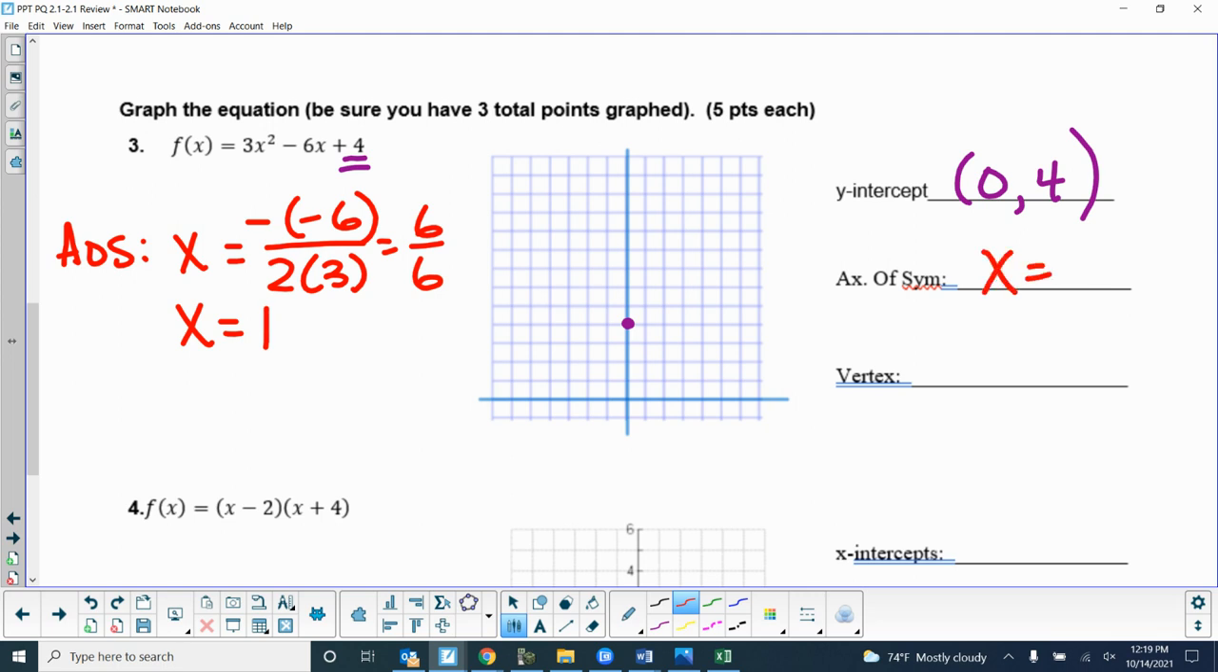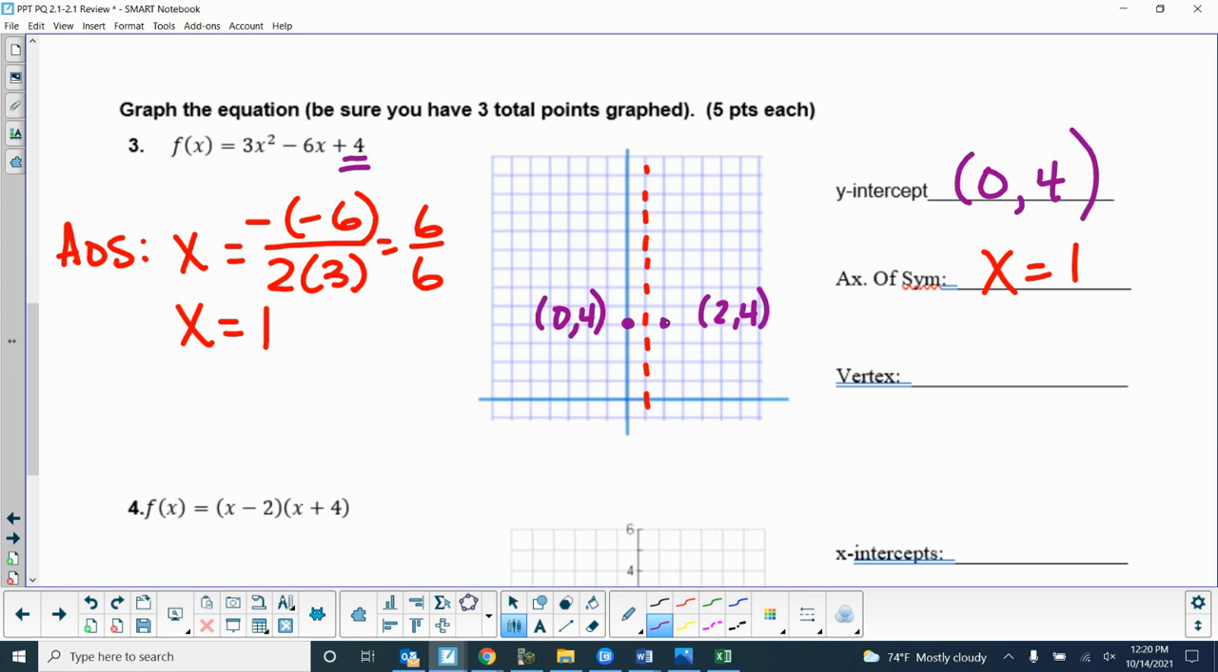Any questions? So, you know, it's going to be right there. So I could do my other point. What's my other point? Oh, cool. Right here, right? Reflect it. So that's 2, 4. And this is 0, 4. So there's 2 of the 3 points.